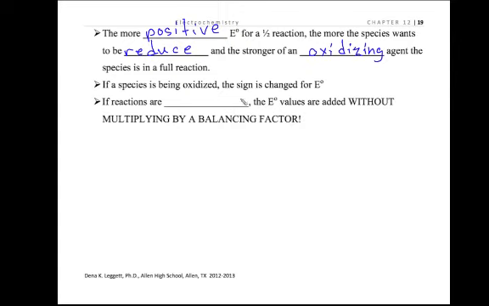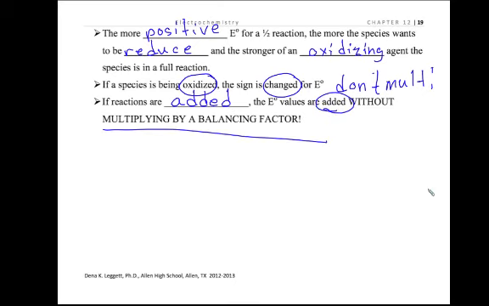If we have a half reaction that is for an oxidation, change the sign, but don't multiply by anything. Just change the sign. Okay, if reactions are added, the E0 values are added, but again, without multiplying by that balancing factor.